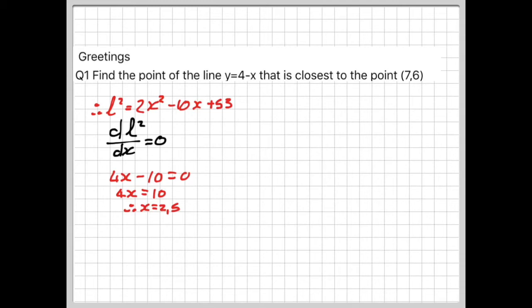But I've got to be careful. The question actually asks me, find the point. So I need both x and y, so I'm not done yet. So next up, I know it lies on the line y equal to 4 minus x. So let me substitute my x back. So 4 minus 2,5 gives me a y value of 1,5. So the coordinates that are closest on that line to the point 7,6 is the coordinates 2,5, 1,5.